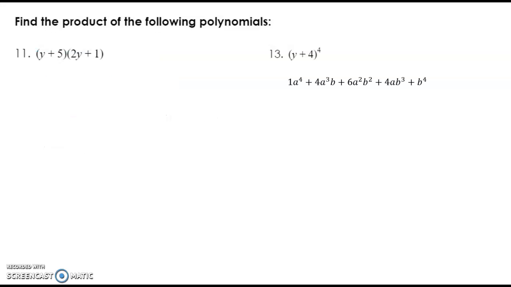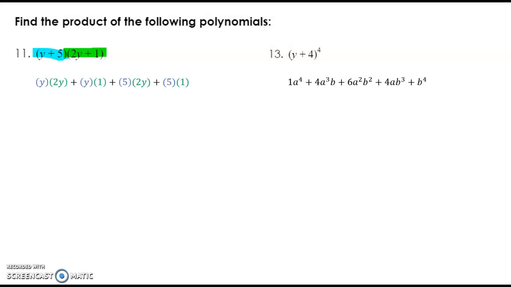All right, so now we want to find the product of the following polynomials. So this is 11 and 13 on your study guide. So first, let's start with 11. If I have a polynomial right next to each other like that, that means that I'm multiplying. So whenever this is the case, I want to use the distributive property to multiply y plus 5 and 2y plus 1. So I'm going to first use the distributive property to rewrite this.